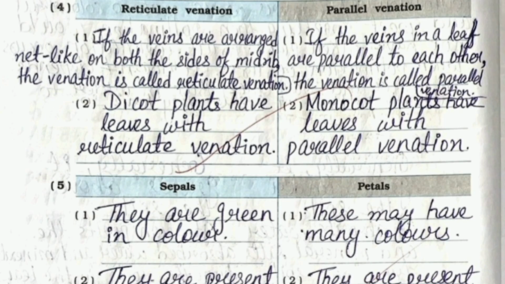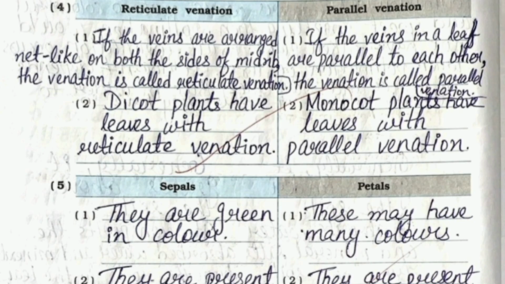Fourth difference is between reticulate venation and parallel venation. If the veins are arranged net-like on both the sides of the midrib, the venation is called reticulate venation. And if the veins in a leaf are parallel to each other, the venation is called parallel venation. Dicot plants have leaves with reticulate venation, whereas monocot plants have leaves with parallel venation.